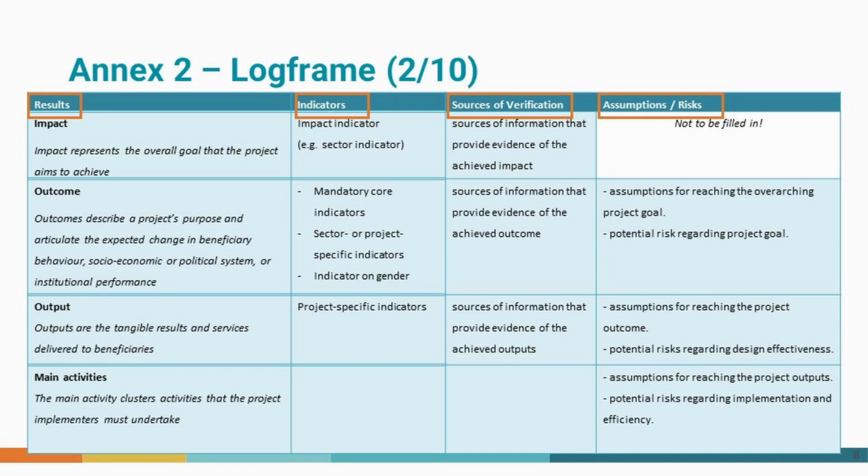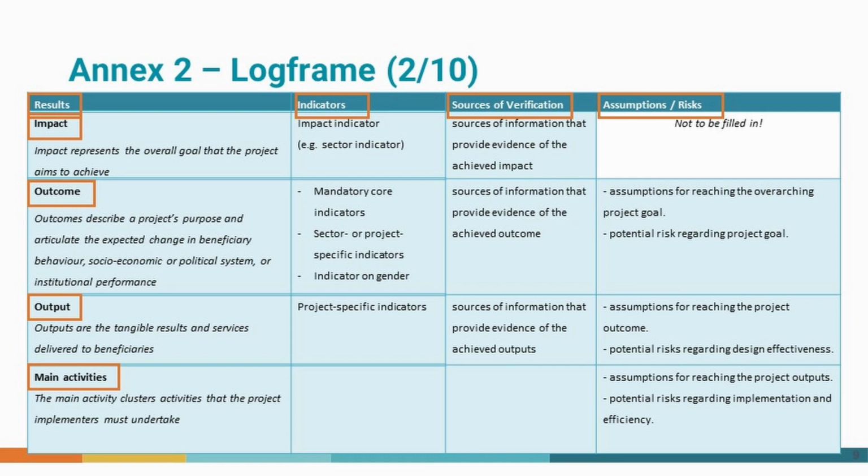Column 1. This column outlines the design or internal logic of a project. It incorporates a hierarchy of what the project will do, activities and outputs, and what it will seek to achieve, impact and outcome.